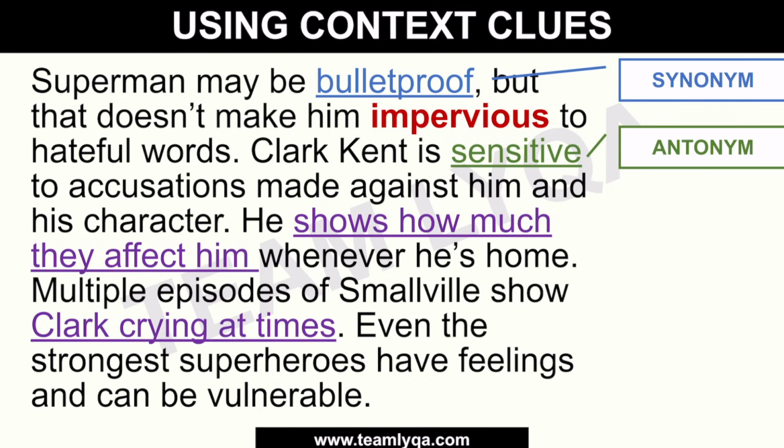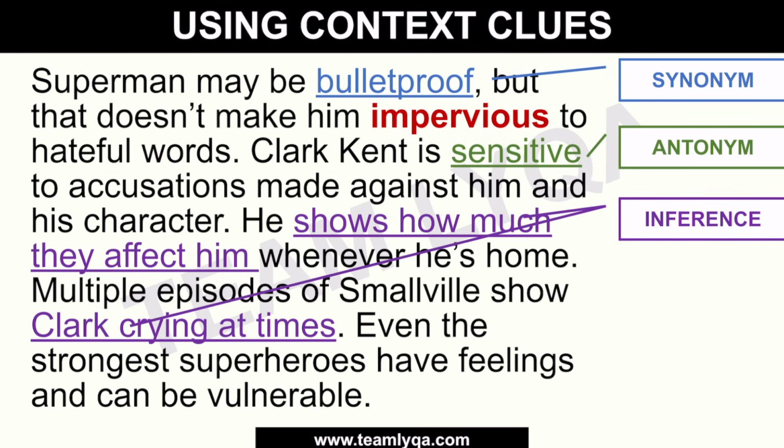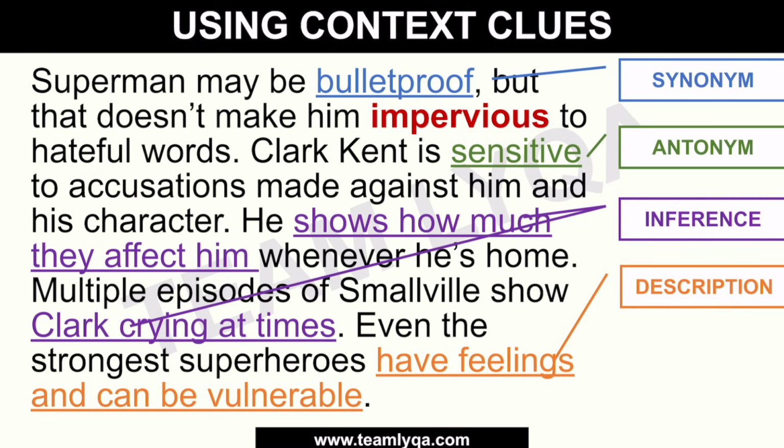When there are examples and evidence, it means you can make an inference, or you can infer, or figure out, or find a clue to what it means. And then the last, we have the direct description that usually follows the word. Okay? So, to make it easy to remember, if you see there, it forms a word. It says S-A-I-D: synonym, antonym, inference, description. It's said.